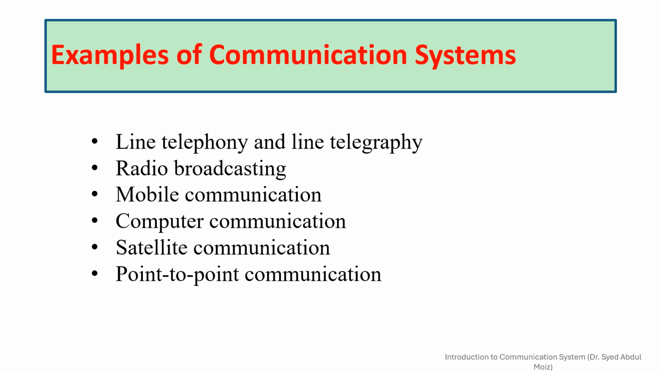Lastly, point-to-point communication, often used in dedicated links between devices or systems, the source generates data or voice signal. The transmitter sends the signal through the channel, such as direct cable or focused microwave link, to the specific receiver, ensuring the information reaches the intended destination with minimal interference.